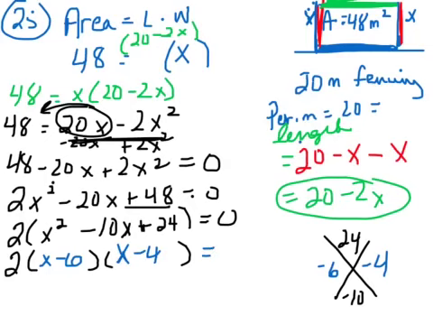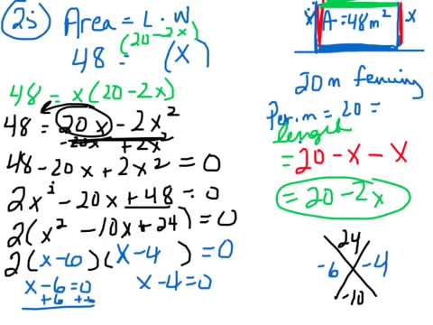And now, since I factored it, I can set my two factors equal to 0. And I can go either, okay, if I add 6 to each side, x is going to be 6 here. And if I add 4 to each side, x is equal to 4. So my answers are, I could have built it with sides of 4 or sides of 6. Either one would work. If I make it 4, let's see, let's go to another page.